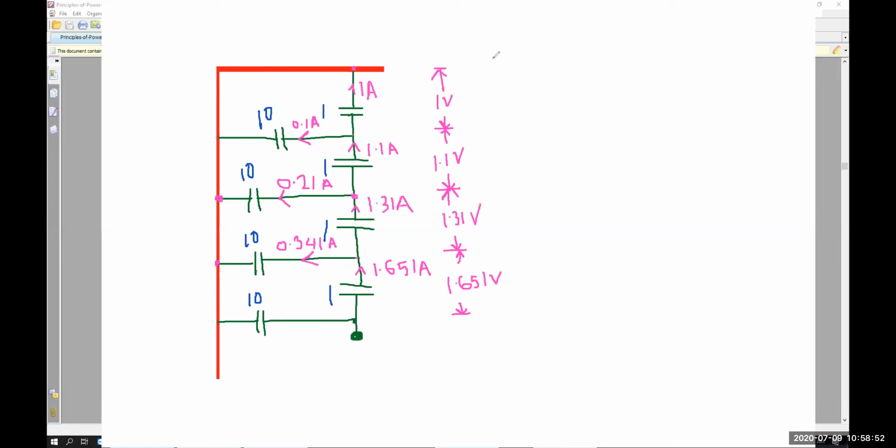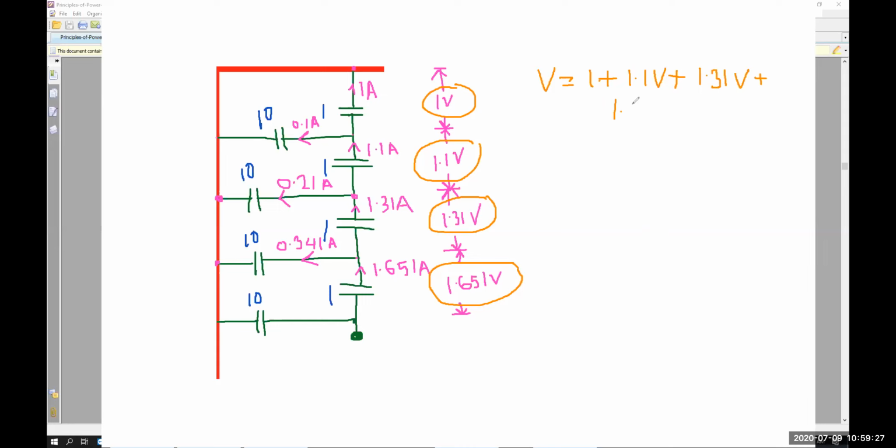Now I want to do one more calculation. You see here, this is my V1, this is my V2, this is my V3, this is my V4, right? So what is the total V? V is V1, V2, V3, V4. If you add all of those, what will be your result? Let's say 1 volt, 1.1 volt, 1.31 volt plus 1.651 volt. If you add all of this, that is your total V.